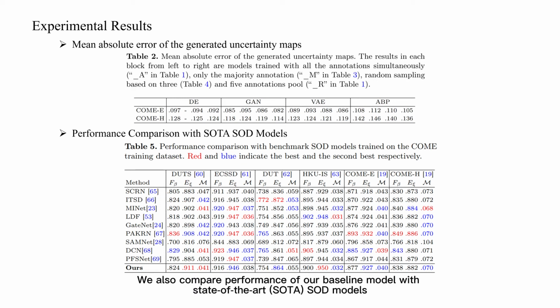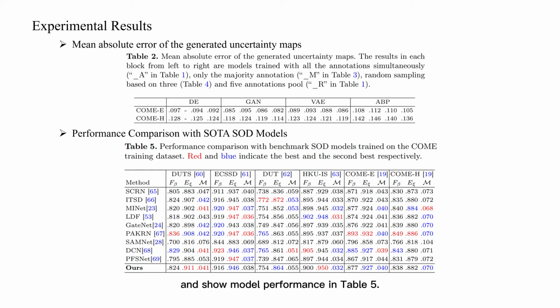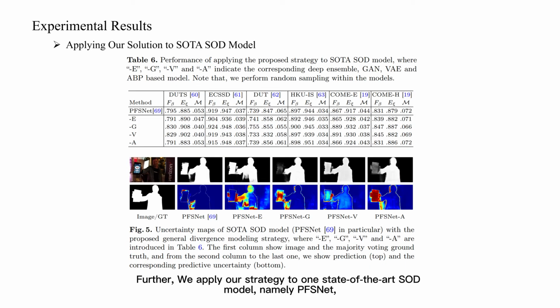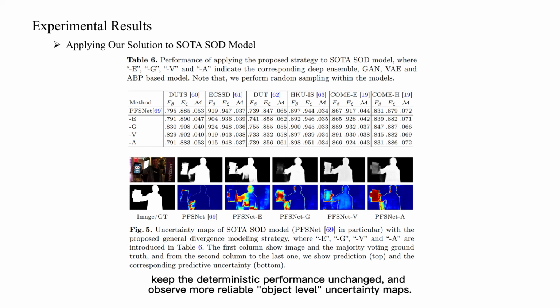We also compare performance of our baseline model with state-of-the-art SOD models and show model performance in Table 5. Our model shows comparable performance compared with state-of-the-art SOD models, while generating more reliable uncertainty maps, which is more informative in explaining human visual system. Further, we apply our strategy to one state-of-the-art SOD model, namely PSFNet, and show the deterministic performance in Table 6 and the uncertainty maps in Figure 5, which show that the proposed divergence modeling strategy can keep the deterministic performance unchanged and observe more reliable object-level uncertainty maps.